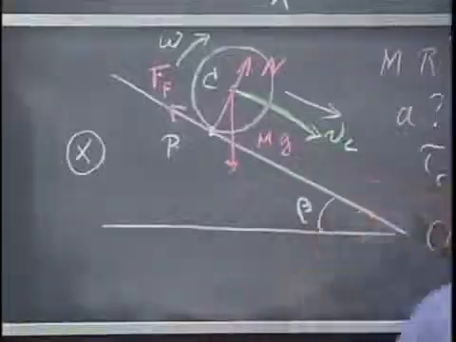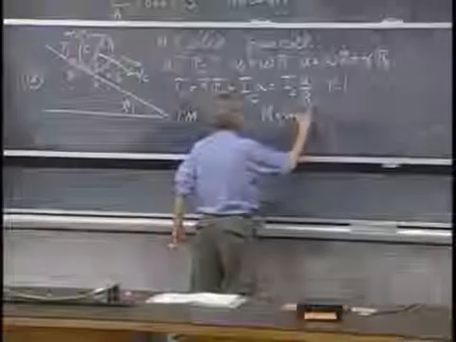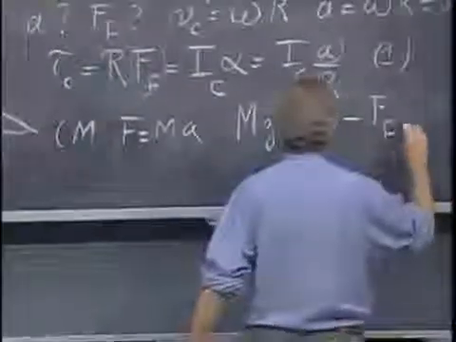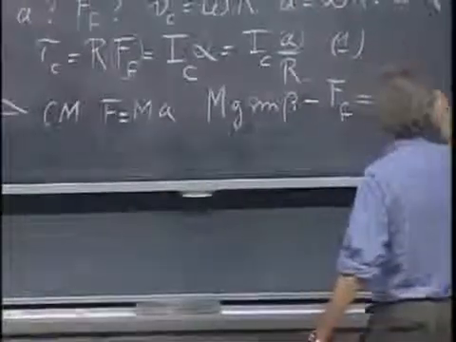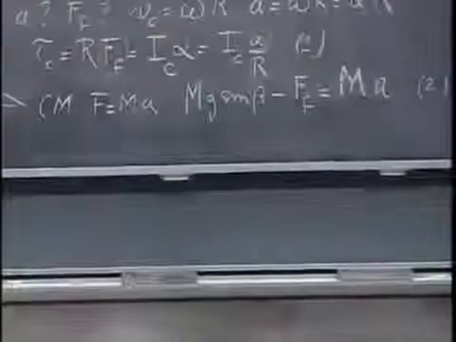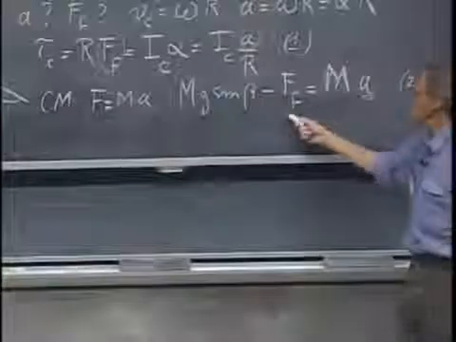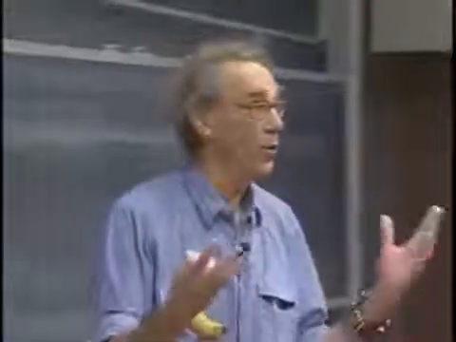I call that the plus direction, so I get mg sine beta minus that frictional force equals m times A. It's my second equation. I have two equations with two unknowns, and I can solve. A is an unknown, and the frictional force is an unknown. You can do that as well as I can. I will just give you the results. I don't want to waste your time on the algebra.